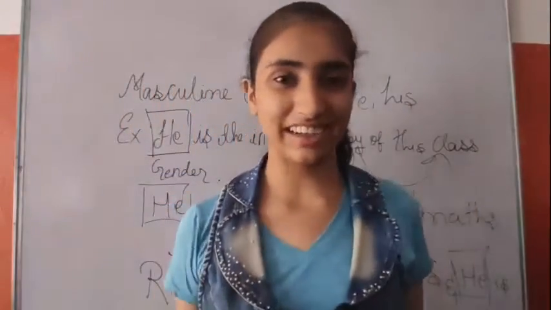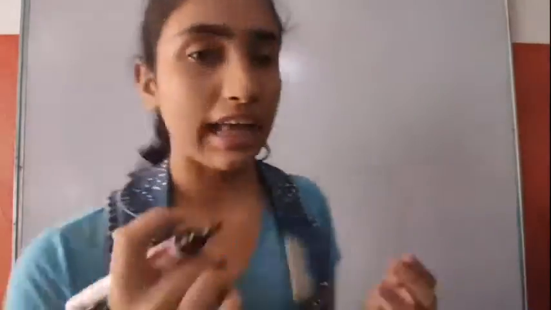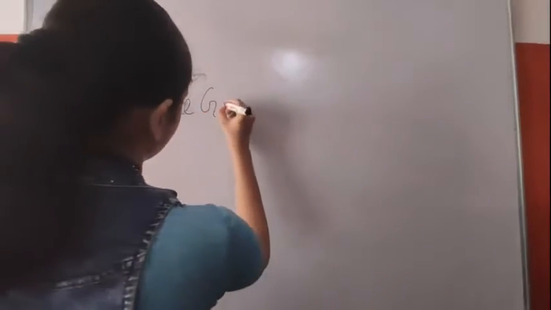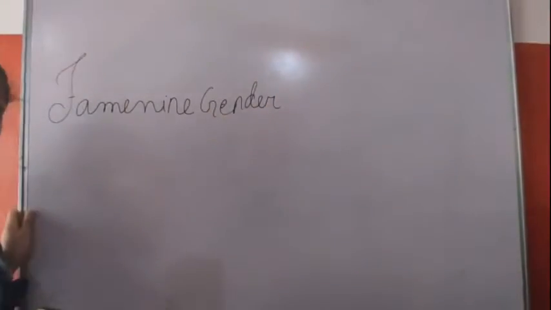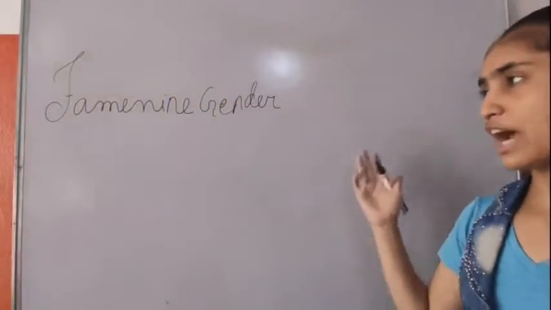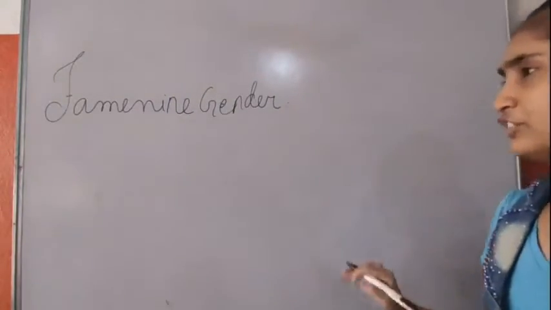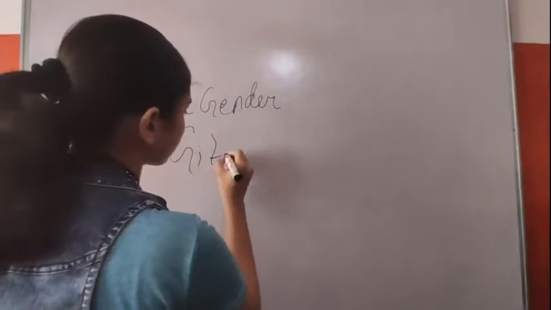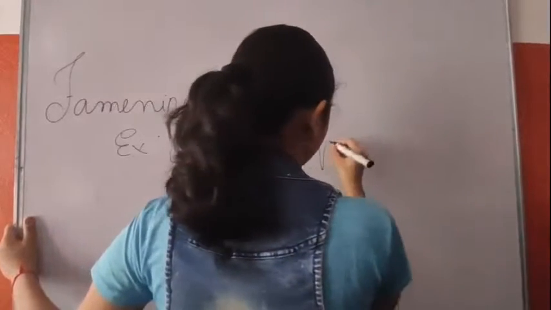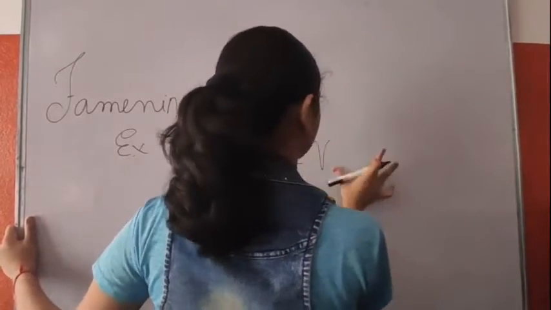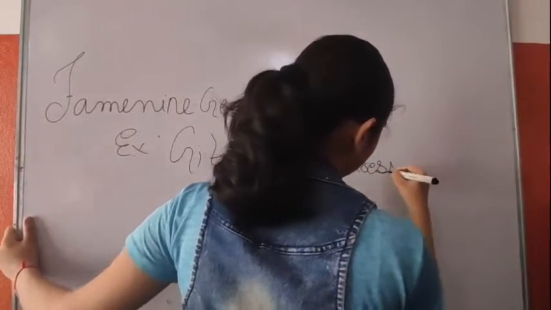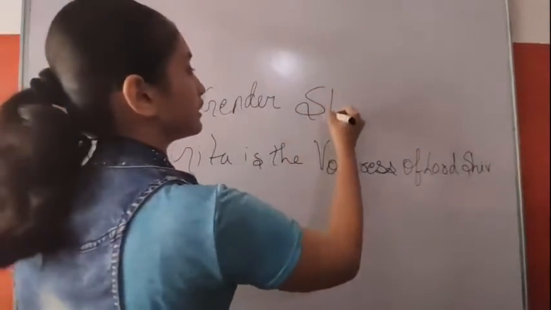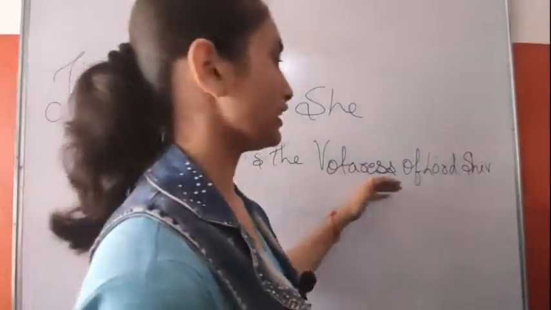And now let's move to feminine gender. If we're going to talk about feminine gender, let's take an example. I have told you all that feminine gender identifies the female sex. Now, let's take one example and understand this. Gita is the votress of Lord Shiva, or Shiv. Okay. Gita is the votress of Lord Shiva.